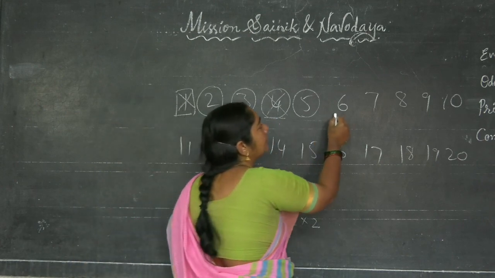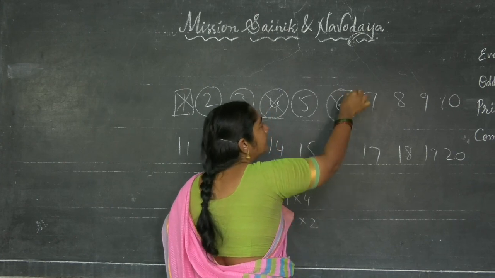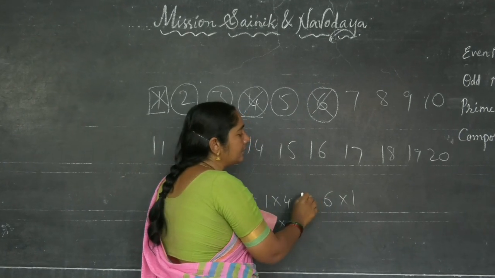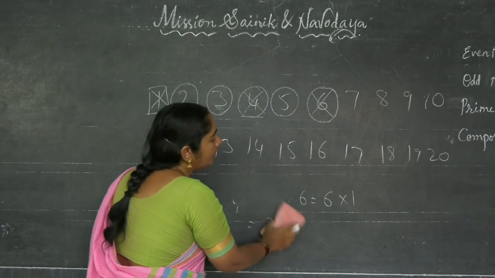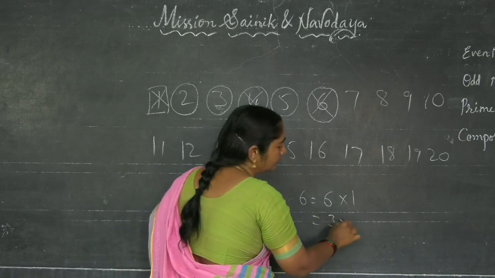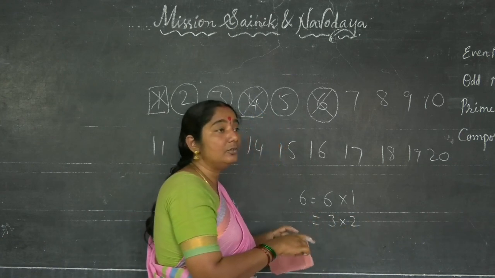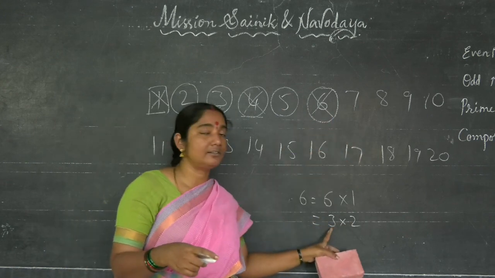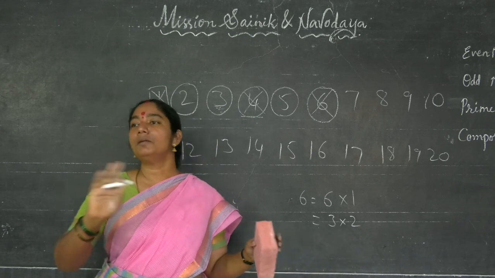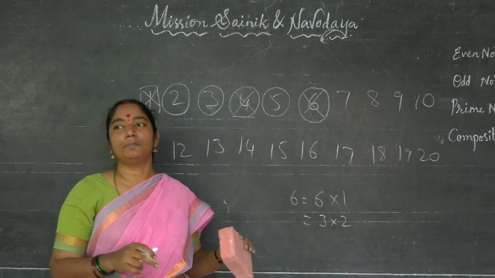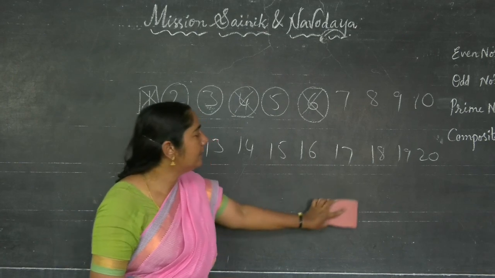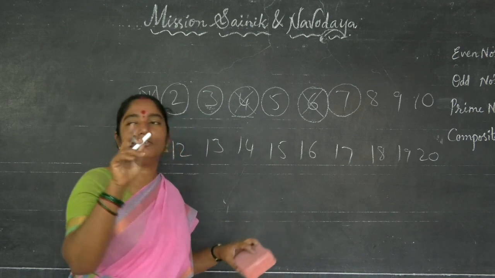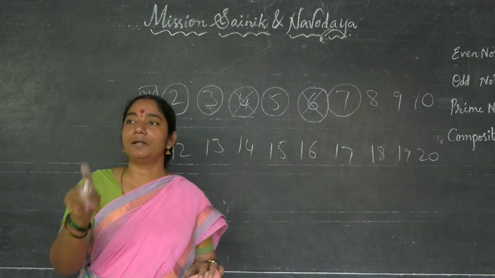Now 6. In 6, my dear friends, you can write 6 as 6 into 1 or 1 into 6, both are the same, right? Or you can also write it as 3 into 2, that also is 6. So this is not a prime number because it has 2 as a factor, 3 as a factor. It is a composite number. But 7, you cannot write 7 in any other way. Only 1 into 7, that's all. It is a prime number.